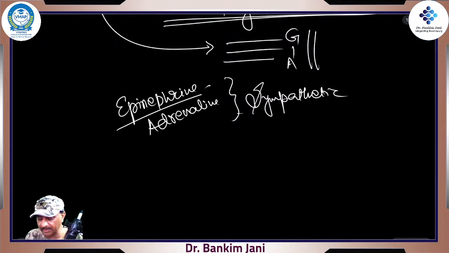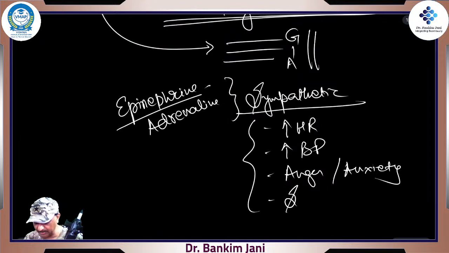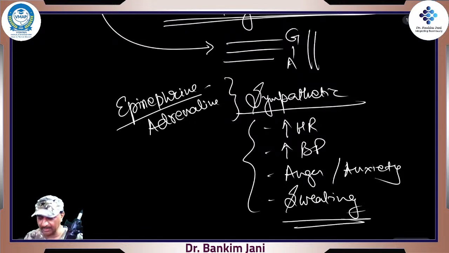What is this sympathetic doing? Sympathetic is increasing heart rate, increasing blood pressure. It is giving anger, it is giving anxiety, always a fighting mood. Fight, fright, all those things, dhum, dhum, dhum. Sweating, all those things are going on. But if this continues, it is bad for the health. There has to be a control.